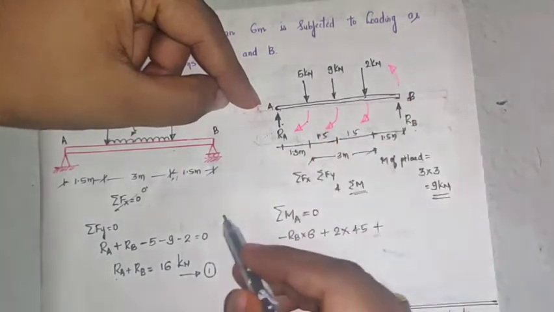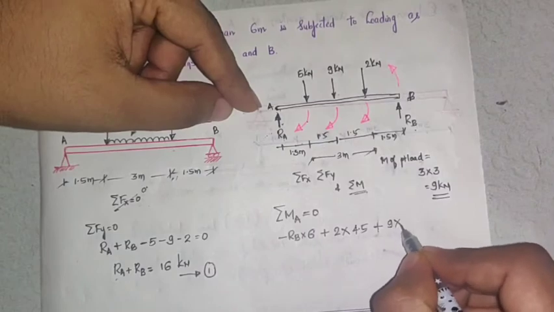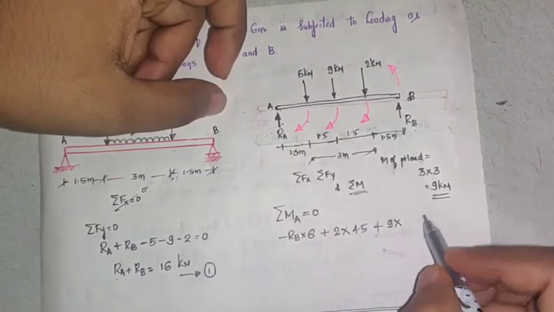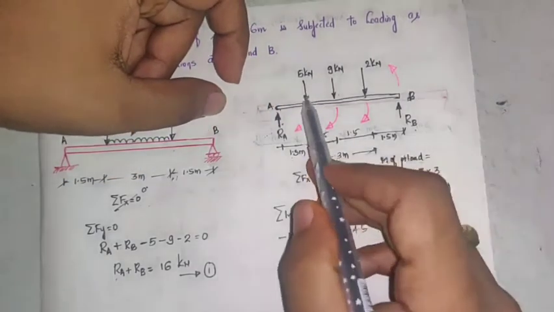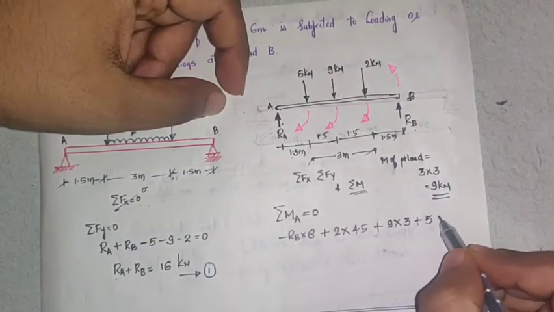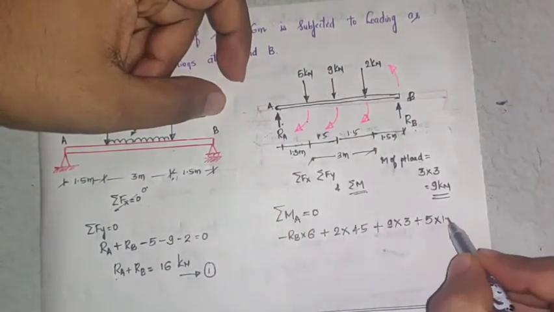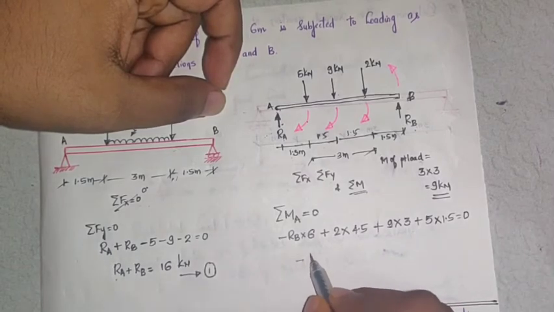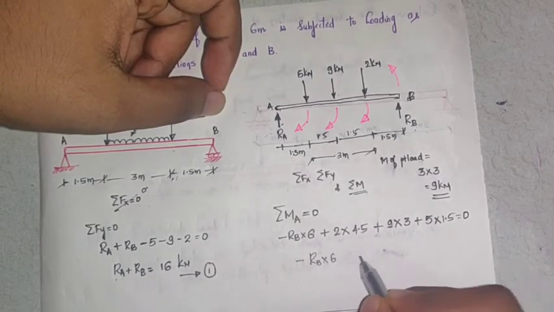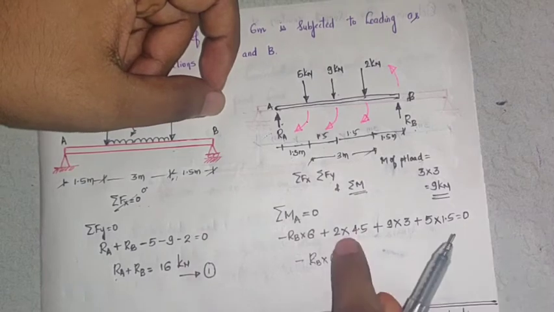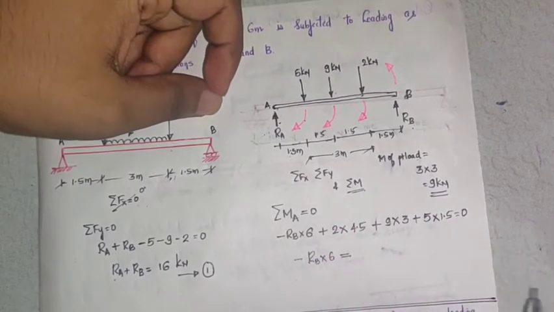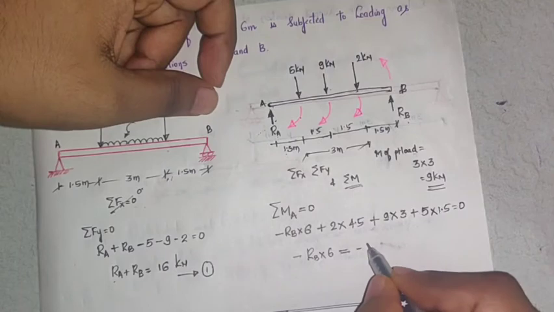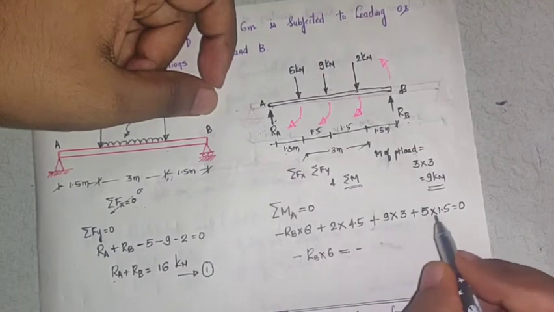Plus, because it is also making clockwise, 9 into, what is the perpendicular distance? 1.5, 1.5. It is 3. Plus, this is also making clockwise rotation, 5 into, what is the distance? 1.5. This is equal to 0. Then minus Rb into 6. I'll write equal to, I'll take all this on the other side. So this will be what? Minus, I'll take common because this is minus, minus, minus.